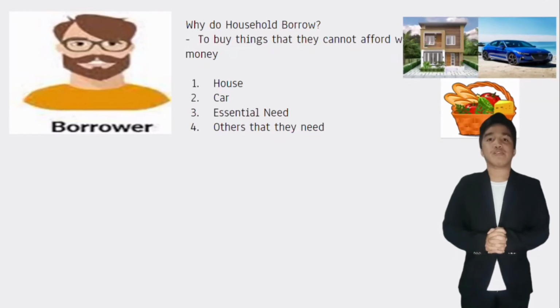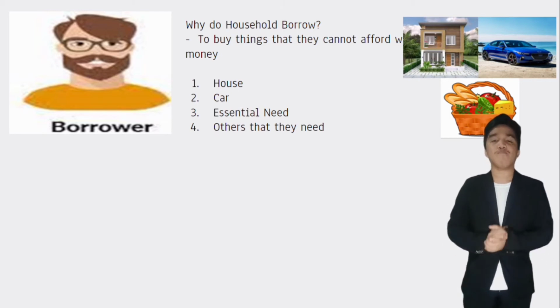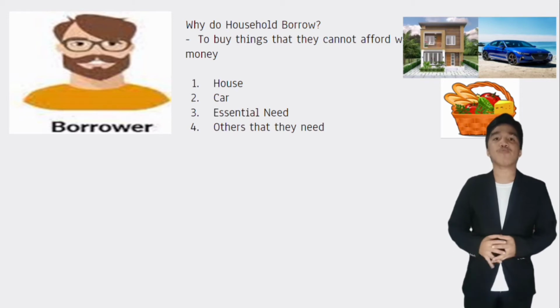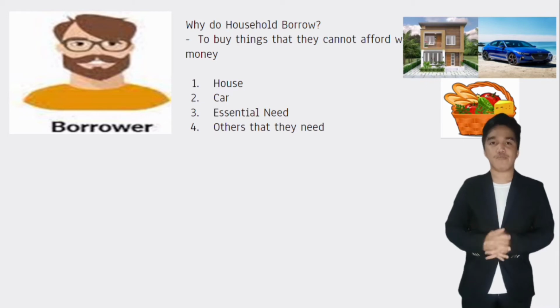Now, for the borrowers, the question is, why do they borrow? Why do households borrow? The answer is, they borrow to buy things that they cannot afford in cash or without money. And what are they going to buy with that? Sometimes, they borrow money to buy a house, a car, their essential needs, and their other needs. This is the reason why they borrow money.